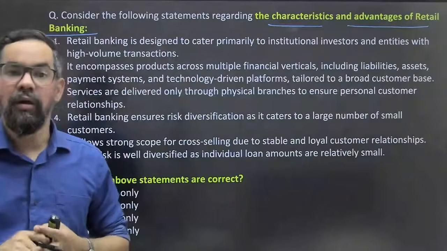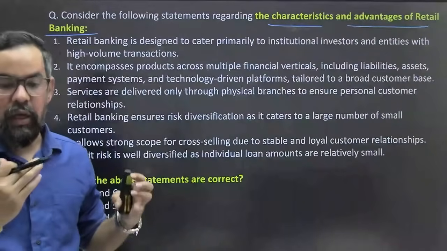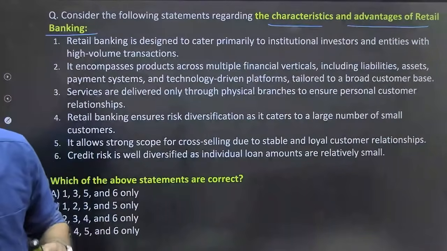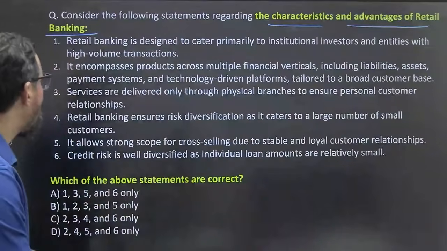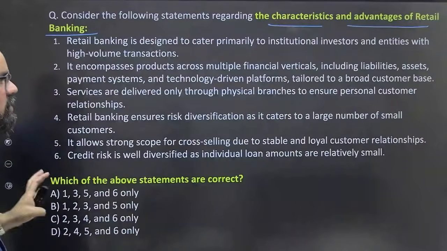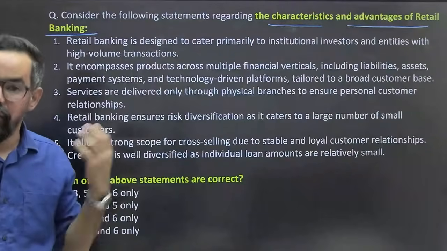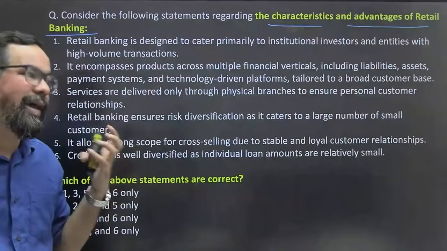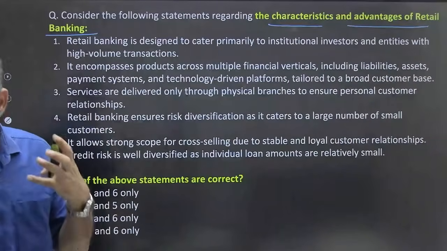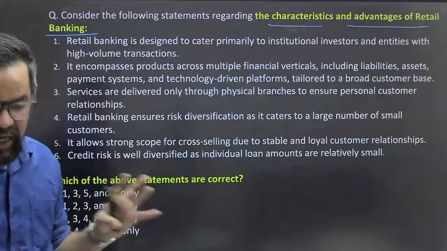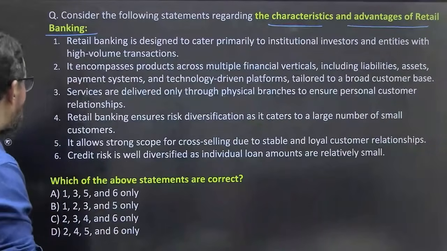And try to answer. If you build that habit for the next 4-5 days, you will be able to make this possible, and you are going to make a good score. So, the major characteristics and advantages of retail banking. Yesterday itself we talked about these things: characteristics, challenges and innovations. So what will be your correct answer for this one?